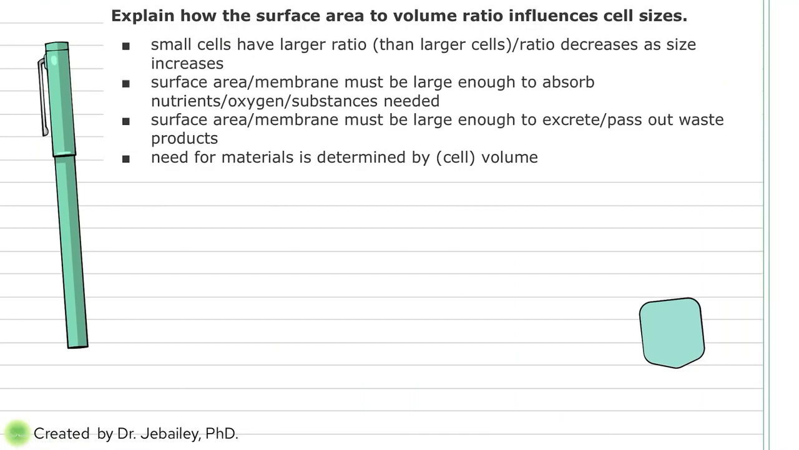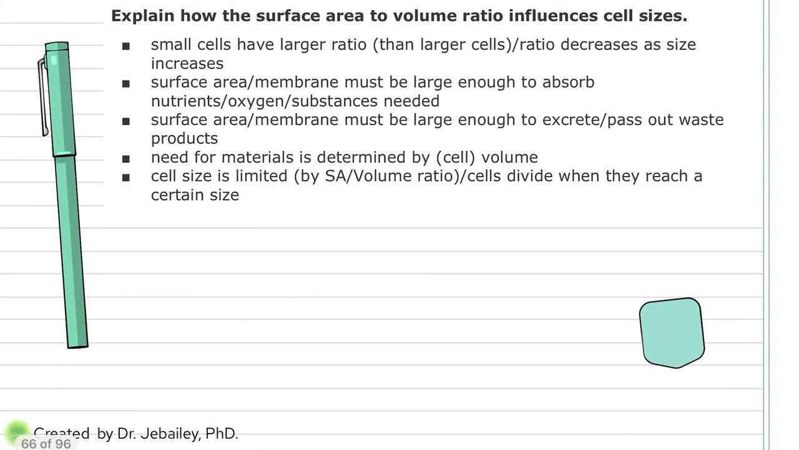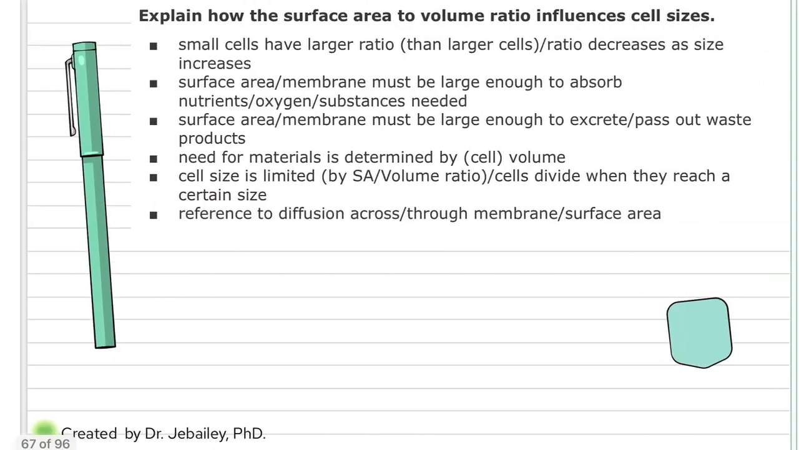Now, the need for materials is determined by the cell volume. That means if the volume, or the cytoplasm, of the cell is getting bigger, there's more metabolism. If you have more metabolism, you need more nutrients to do the work. So as the volume is increasing, you need more nutrients. Cell size is limited. That means cells divide when they reach a certain size. This is so simple, right? Just saying the cell got too big, time to divide, otherwise it can't function.